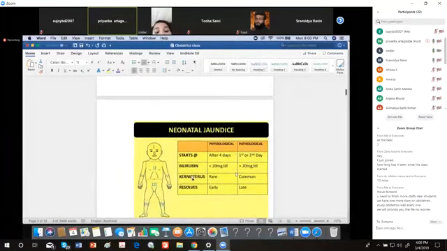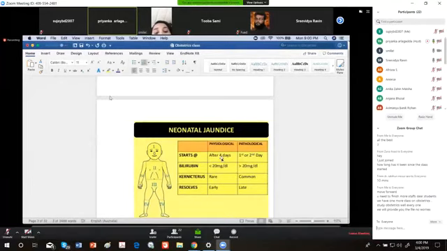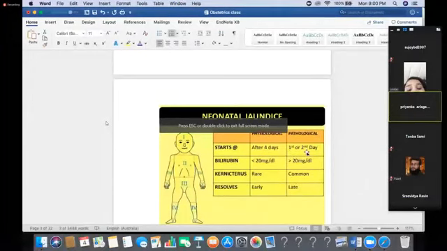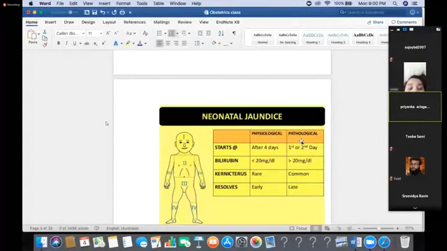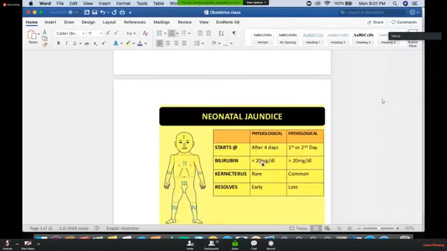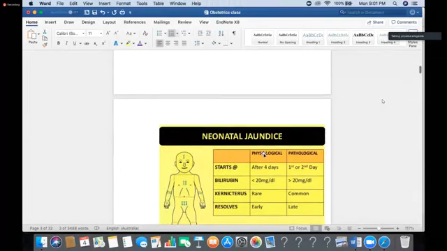So, see here. Physiological jaundice can appear anytime. It says after 4 days, but it is actually after 3 days. And pathological jaundice will be there on the 1st day and 2nd day. So, pathological jaundice becomes biliary atresia. Physiological jaundice. So, can anyone tell me what is the difference between physiological jaundice and breast milk jaundice?